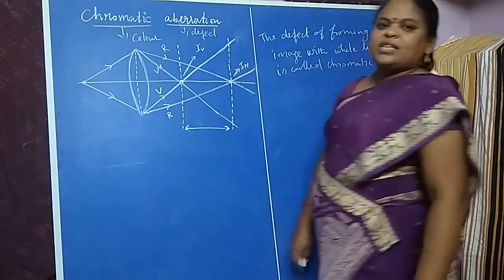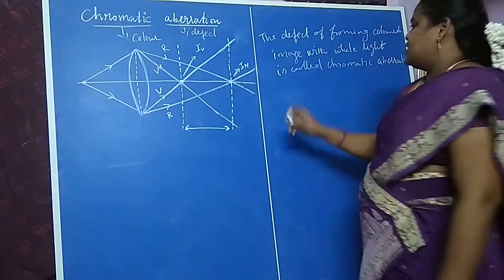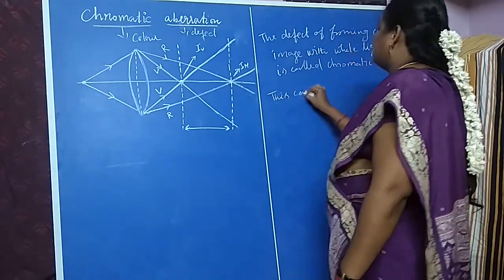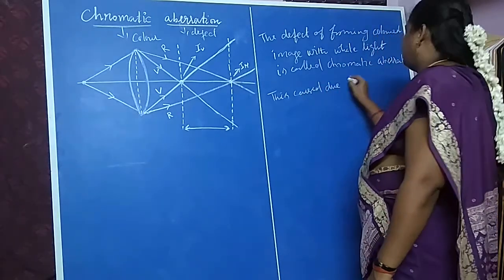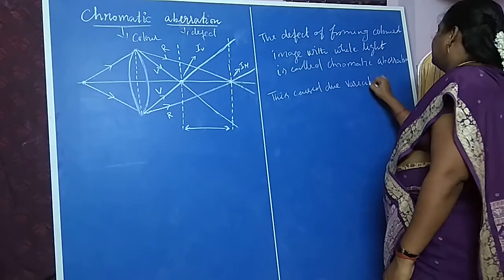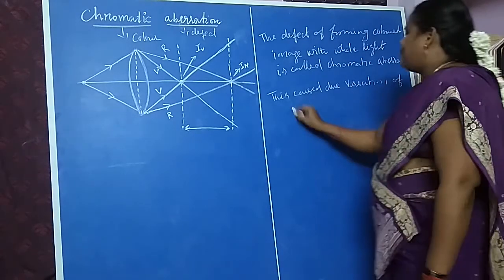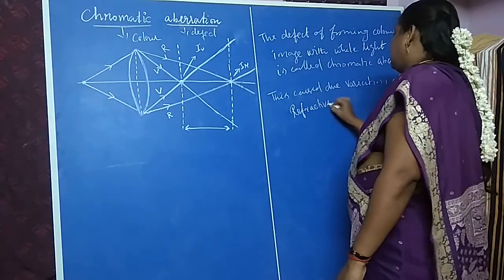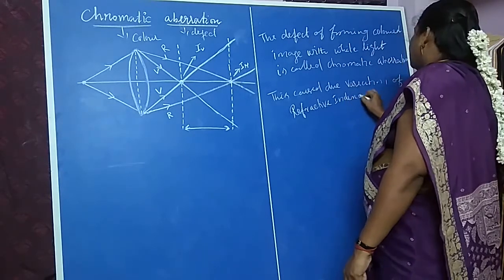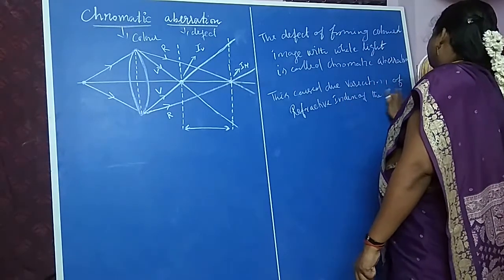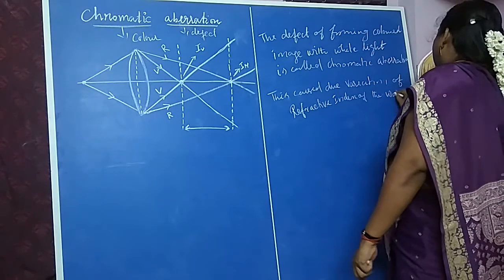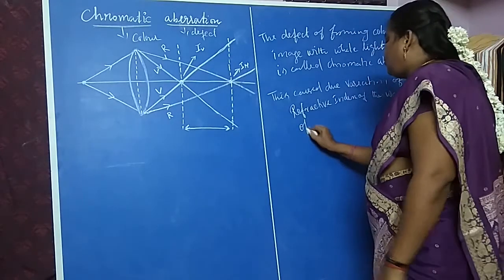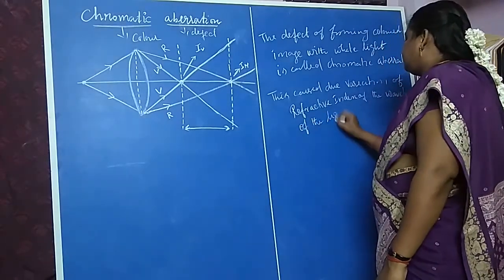This chromatic aberration is caused due to the variation of the refractive index. This is caused due to variation of refractive index with the wavelength of the light used.